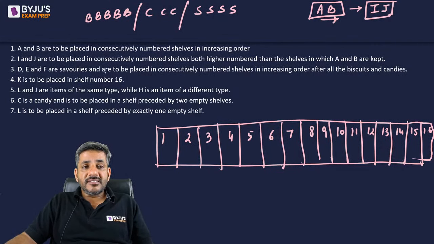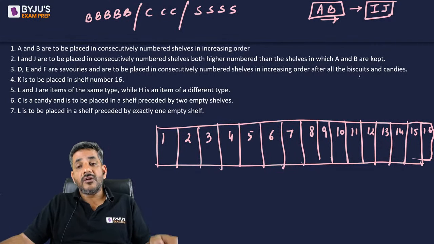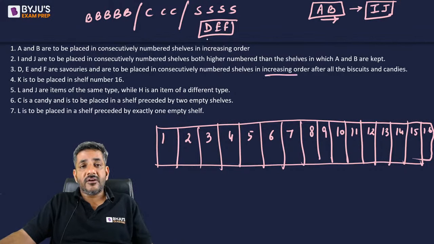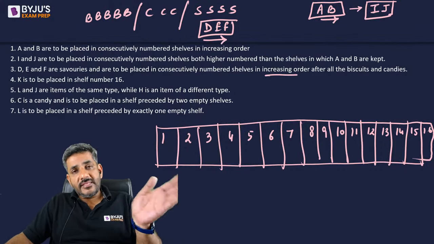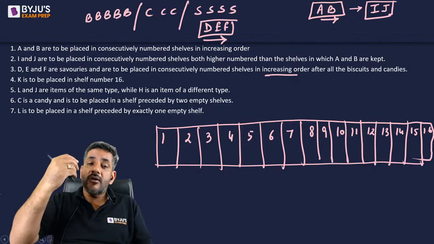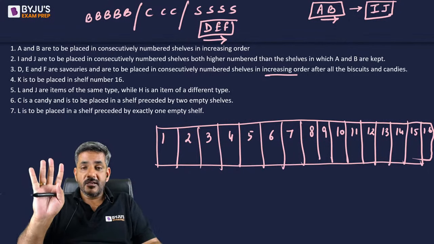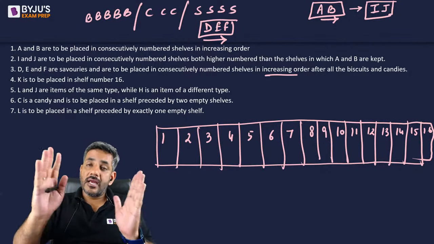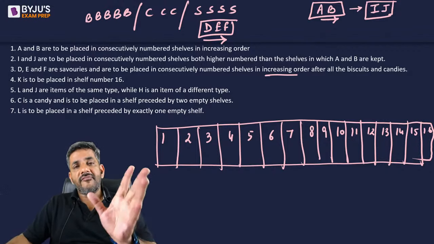D, E, F are savories and are to be placed in consecutive number shelves in increasing order after all biscuits and all candies. So D, E and F, they are to be kept in consecutive number shelves in increasing order. So first D would come, then E would come, then F would come, and they are going to come after all biscuits and candies. So savories has to come at the end, right? उनको आना है बिल्कुल एंड में. And D, E, F are the 3 savories.